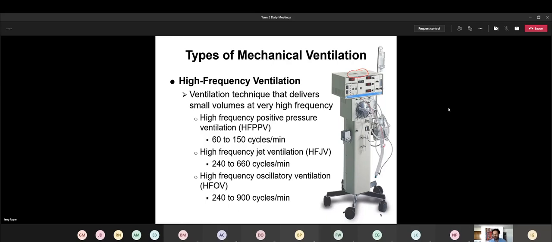It has its own special circuit, as you see. This circuit doesn't look anything like the circuit that we're accustomed to seeing on the conventional ventilators. And as far as the settings, there's not many things that we're controlling. There's a few knobs here, and there's also not many alarms that you're going to be really trying to adjust. This is again high, like pressure, but high frequency. So our alarms are mostly going to be related to pressure.